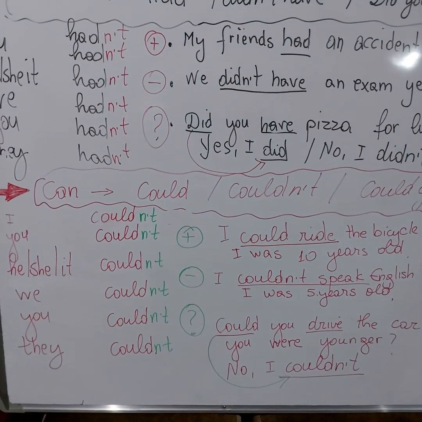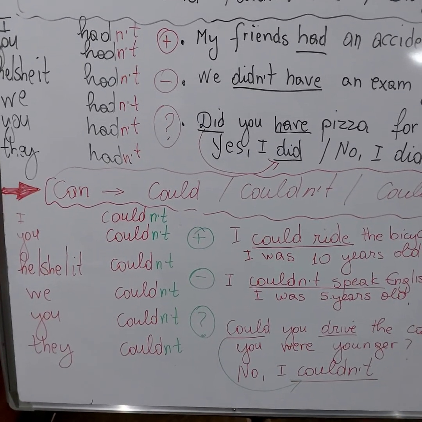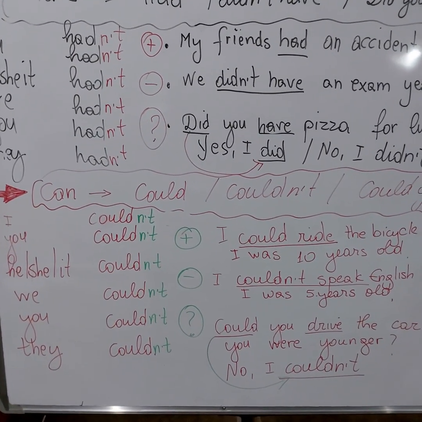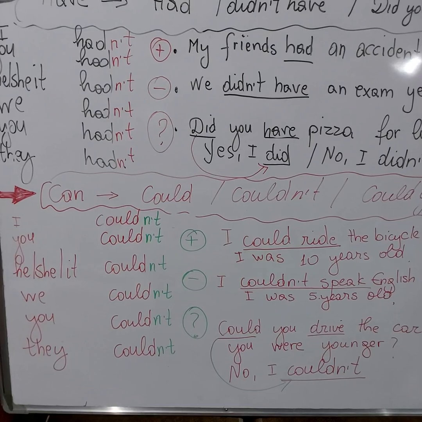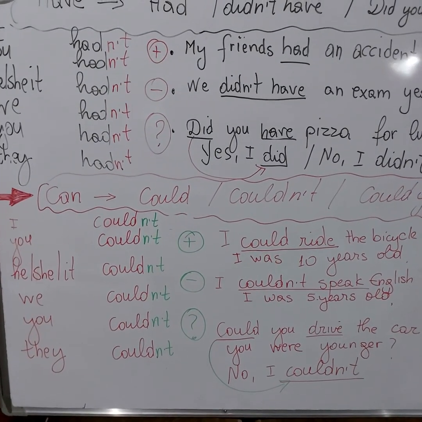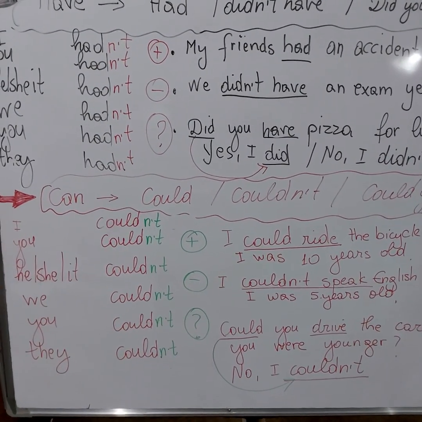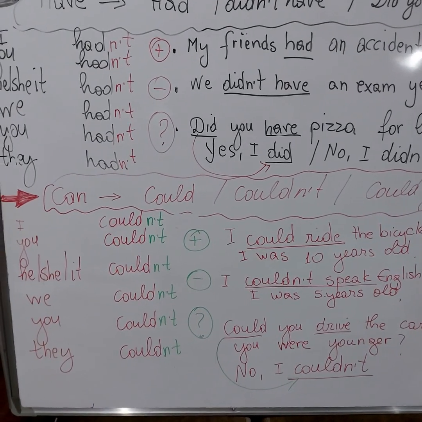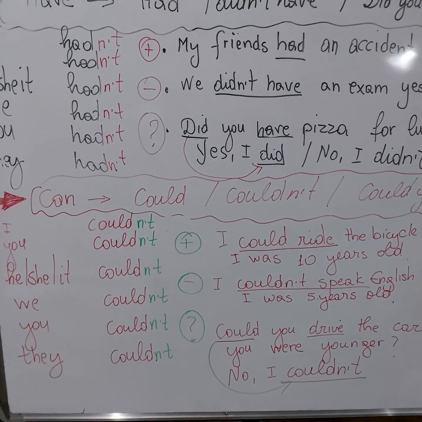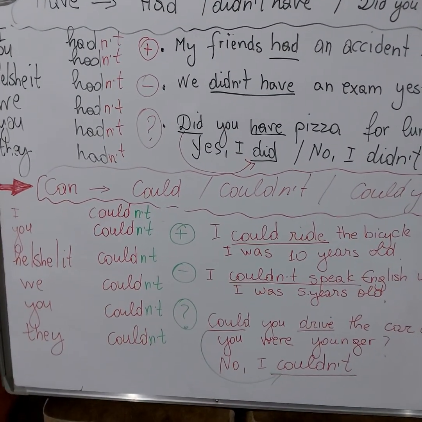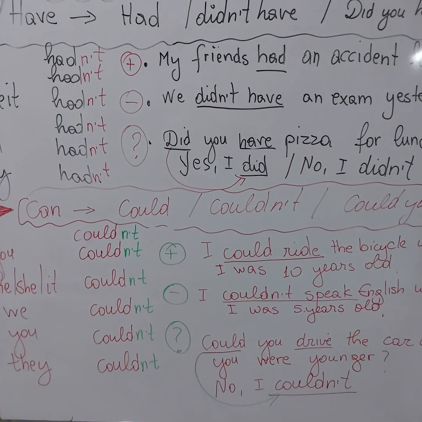So we use can to refer to present abilities. Things that I'm able to do. For example, I can speak English, I can drive the car. But when you use could, you are referring to a past ability. What were you able to do in the past, at a specific age or at a specific point in the past? The negative form, of course, would be formed by using couldn't.